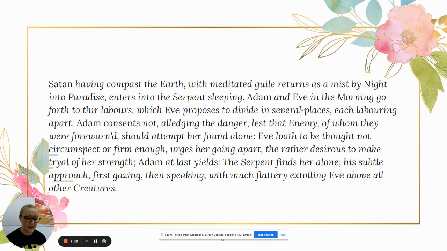And so what happens in book 9, Satan finally finds his way into Earth. He transforms, or he enters the serpent. I always think the poor snakes get such a rough deal in this poem. Adam and Eve separate, Eve making the fatal decision to disobey her husband.